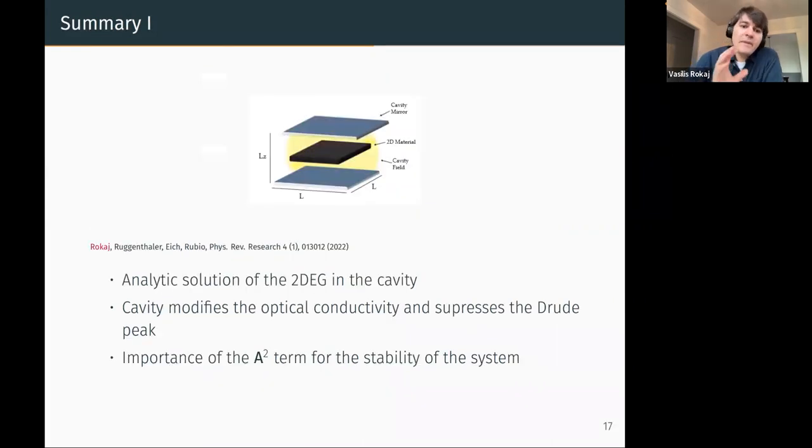So let me then just summarize what I told you. This is the first part of my talk. I showed you the analytic solution of the system and the stability condition, and related the importance of the A square term. And I showed you that the cavity modifies the optical conductivity. So you get these new side peaks at non-zero frequency of the optical spectrum, but you also get this suppression of the Drude peak. If you have some further questions with respect to the electron gas, maybe this is a good point to ask them before I move on to the next part.